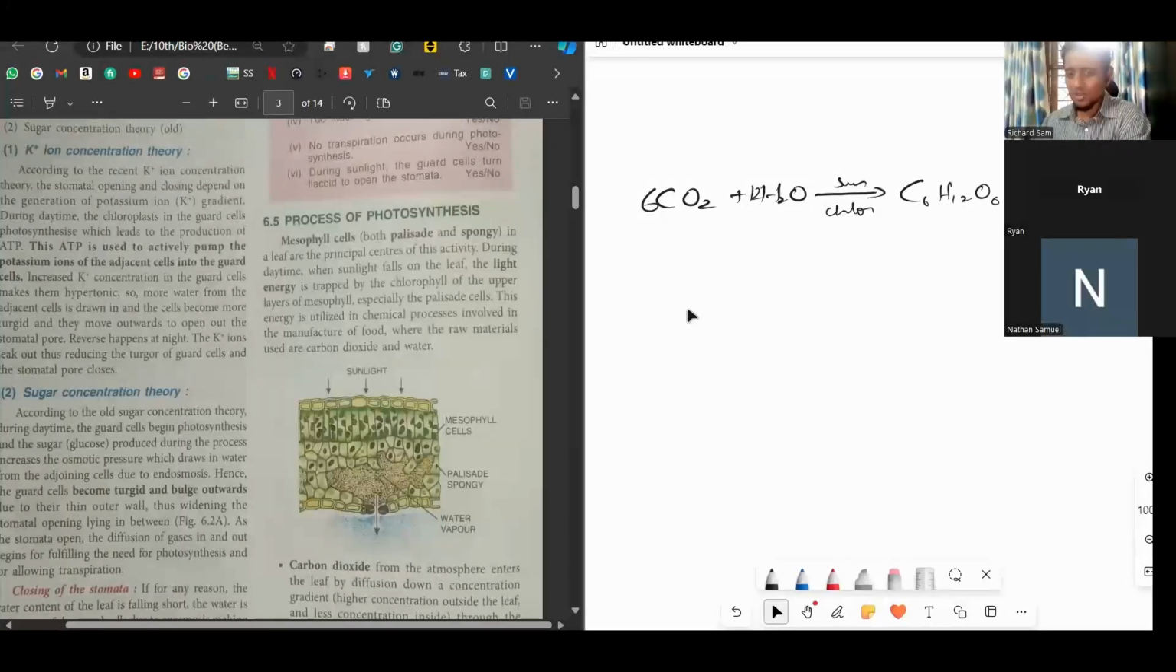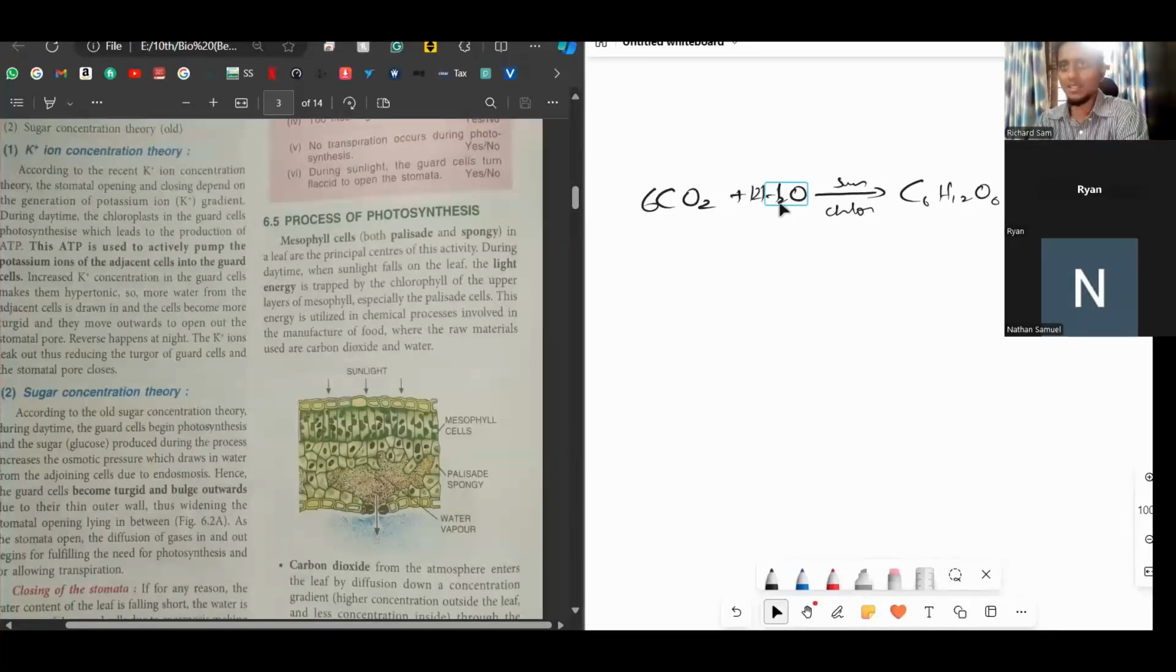So, some things that you already know. Carbon dioxide: how does the plant get the carbon dioxide? How does it enter into the plant? Through the stomata, right? Stomata opens only in the daytime. That's the time carbon dioxide enters into the plant. Next, water. How does a plant get water? Through the roots. When does this happen?